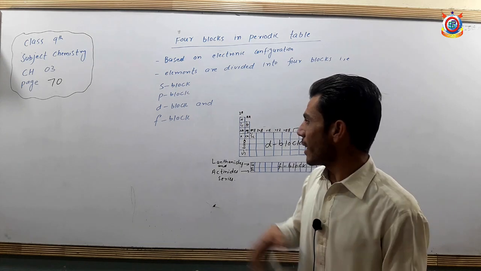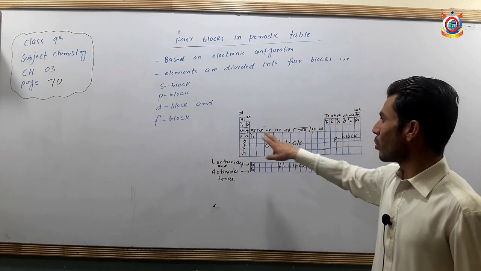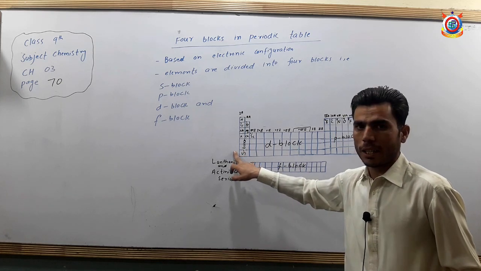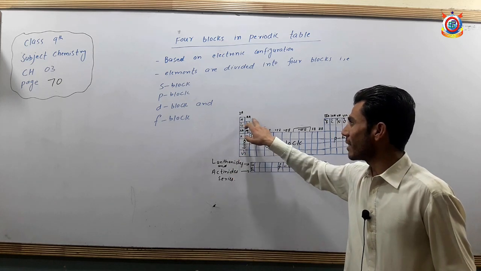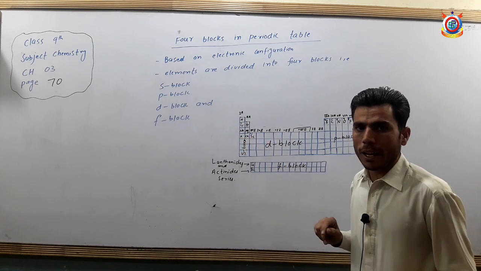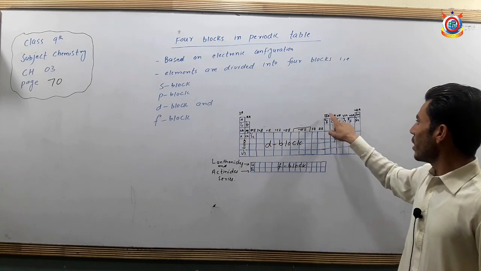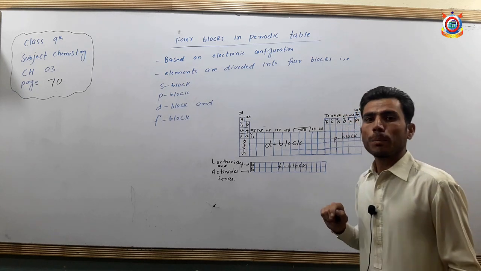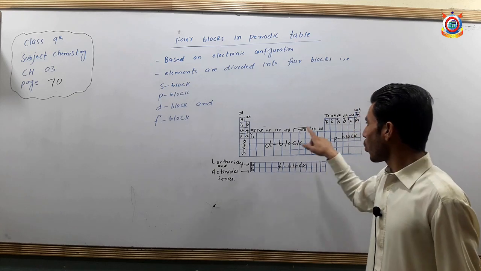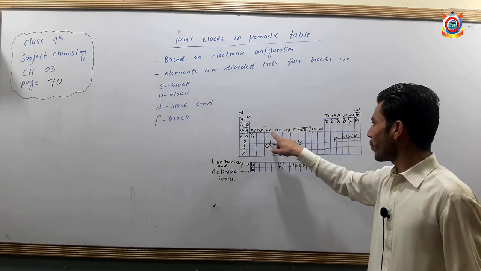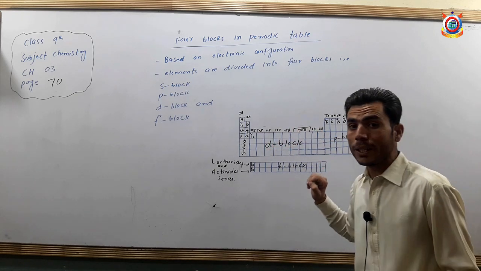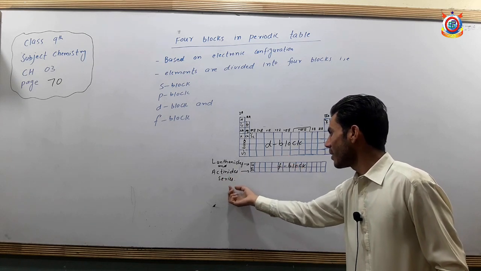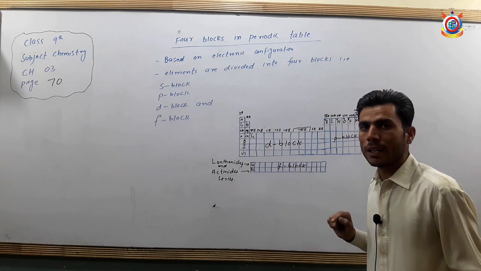If we look at the general sketch of the periodic table, the group numbers first and second A are called S block elements. Groups third, fourth, fifth, sixth, seventh, and eighth A are called P block elements. Groups first to eighth B are called D block elements, and lanthanide and actinide series are called F block elements.